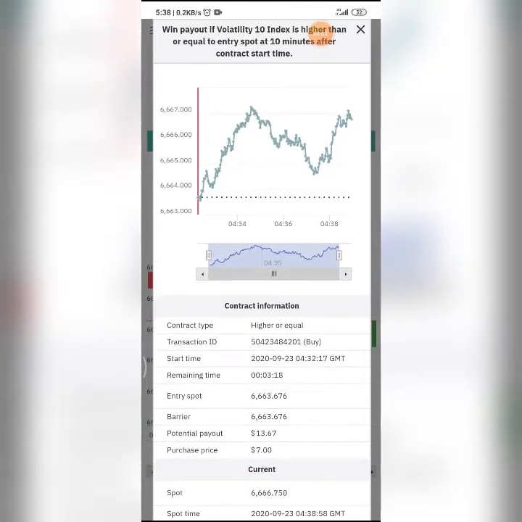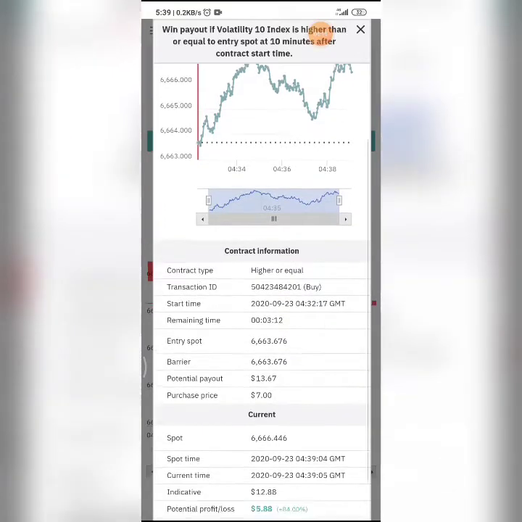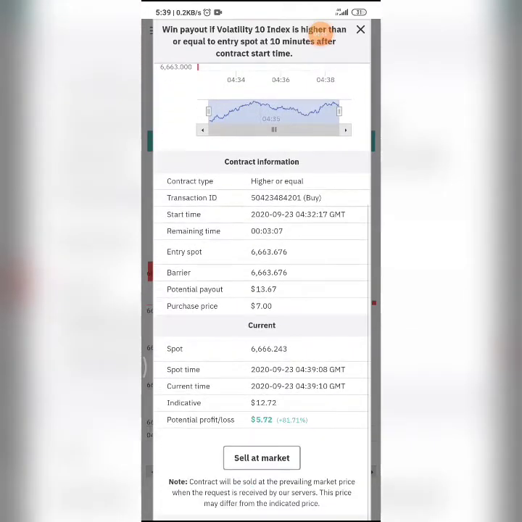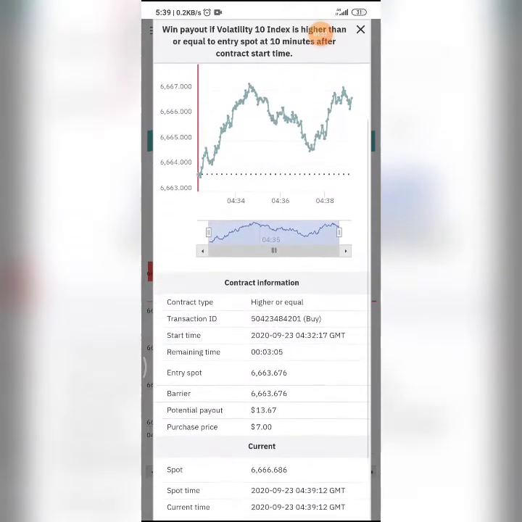No doubt I'm still going to be in profit, because it's going to take a long while for it to step down from 6.6. The spot right now is 6.66 to 6.63. It's going to take a while, so I'm just going to let it slide.